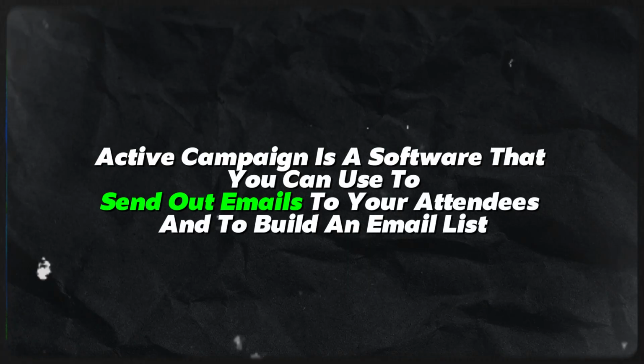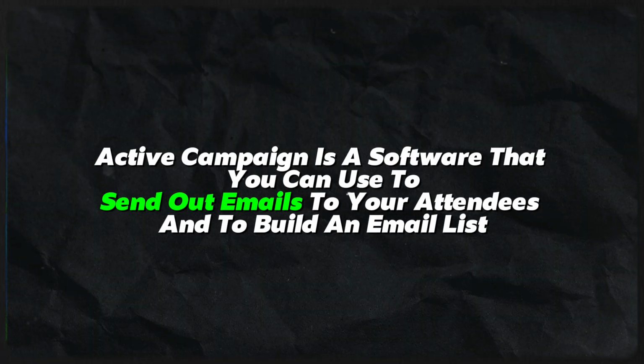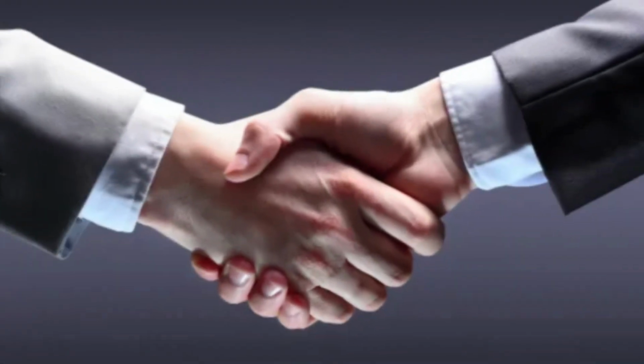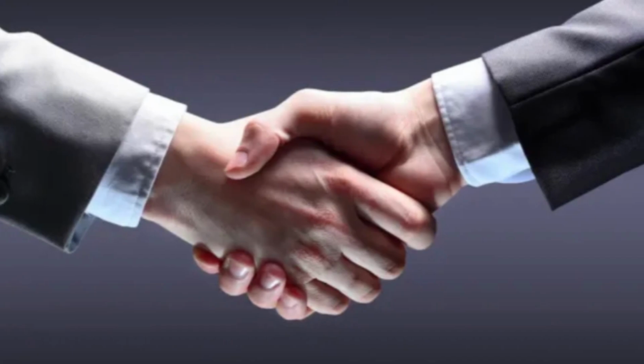Up next, we have ActiveCampaign. ActiveCampaign is a software that you can use to send out emails to your attendees and to build an email list. And this is the software that we use to communicate with all of the attendees that are going to be coming to our event. At the moment they buy a ticket to the event, they get put into an email list that we're constantly sending emails to make sure that they have all the information they need for the event and to establish a good relationship with our attendees before the event even starts.